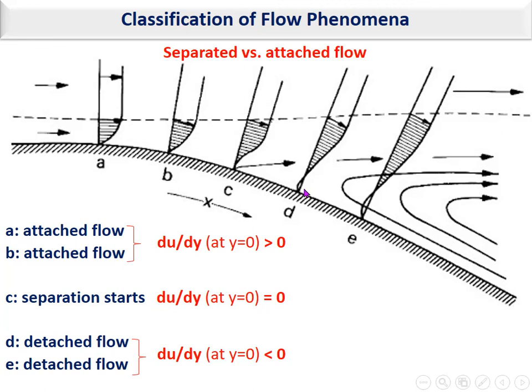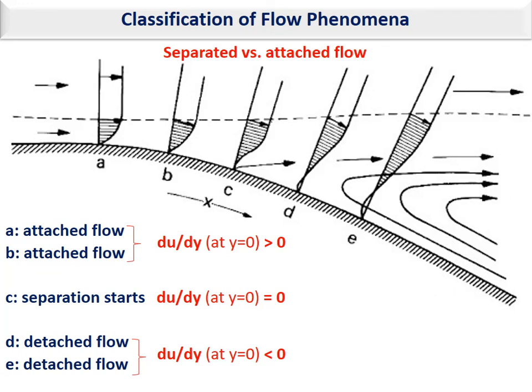Further on to the right, the flow is named detached flow because it is detached from the surface. In the detached flow, as you can see, du over dy is less than 0. What does it mean? It means that when you move far away from the surface, the velocity will decrease. But what's the reason behind a flow moving toward separation?